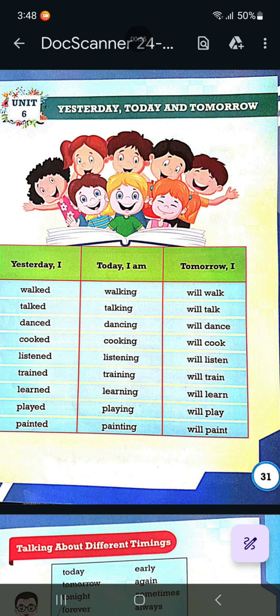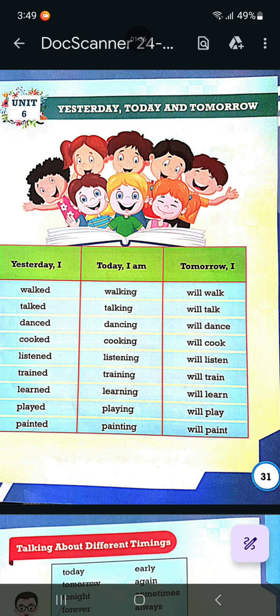So let's see what words we can use to say yesterday. Yesterday, I. In this, you generally use the past tense to tell that you have done some action yesterday. Yesterday, I walked. Yesterday, I talked, danced, cooked, listened, trained, learned, played, painted. Now you must be noticing these verbs are all in past forms. Let's look at today. Today I am walking, talking, dancing, cooking, listening, training, learning, playing, and painting. You can see all of these words end with ing, which means the action is taking place now and it's continuing.